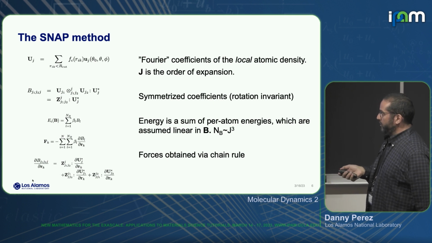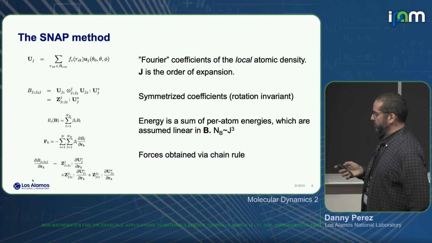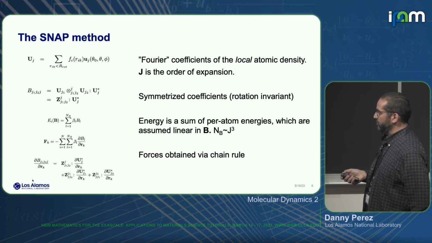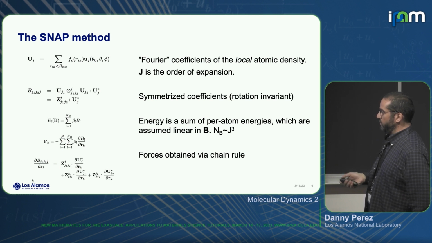So you have to symmetrize it by doing some symmetry operations that are common in spherical harmonics type expansions. And it ends up corresponding to doing some linear algebra on these. And then you say that the energy per atom in my system is some linear combination of these bispectrum components, which are themselves linear combinations of these coefficients up here. So the total energy is the sum of per-atom chunks, and each per-atom chunk is a linear combination of these bispectrum components. And then you get forces, which is the thing you really need to do MD, by just taking the chain rule through that.